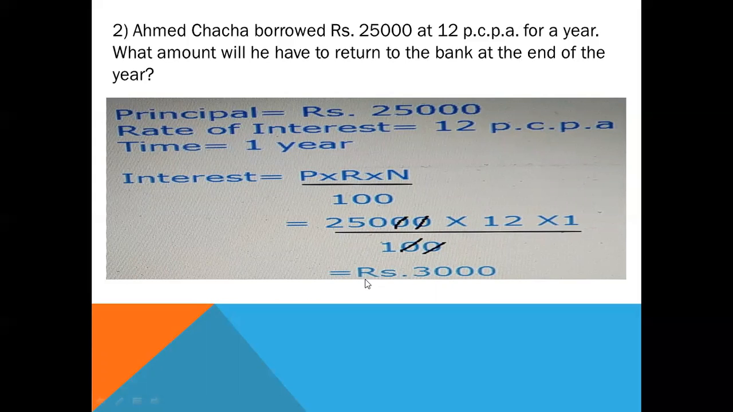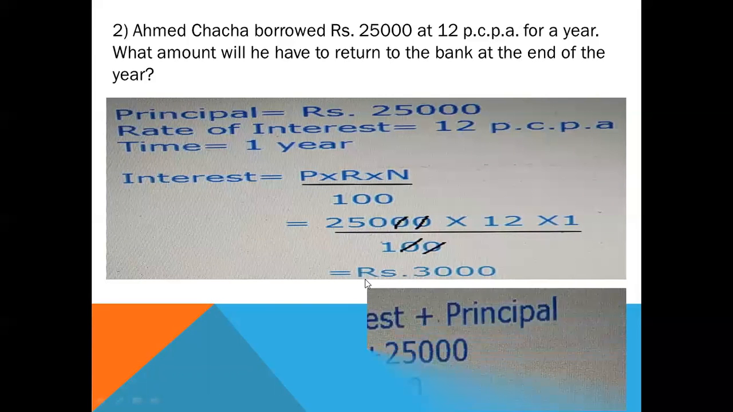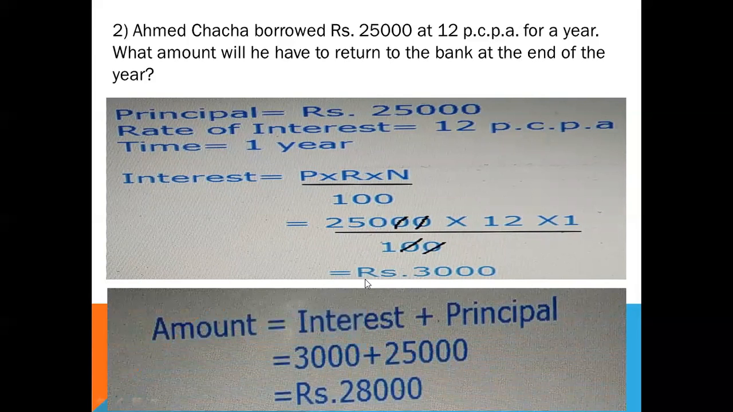We have to calculate the total amount he has to return to the bank along with the principal. For that, as I already told you, the formula is amount equals interest plus principal. So interest is 3,000, and principal is 25,000. Therefore, the final answer will be 28,000. He had to return 28,000 to the bank at the end of the year.